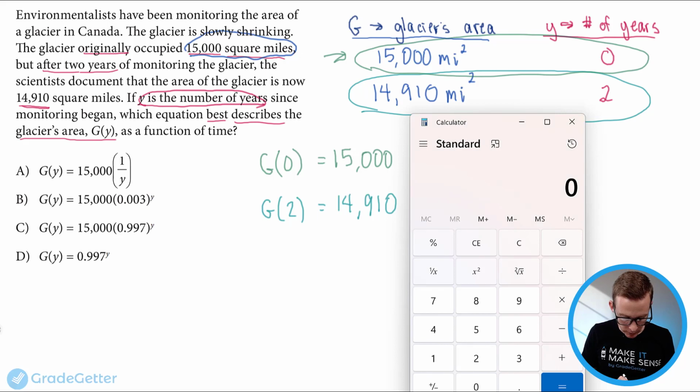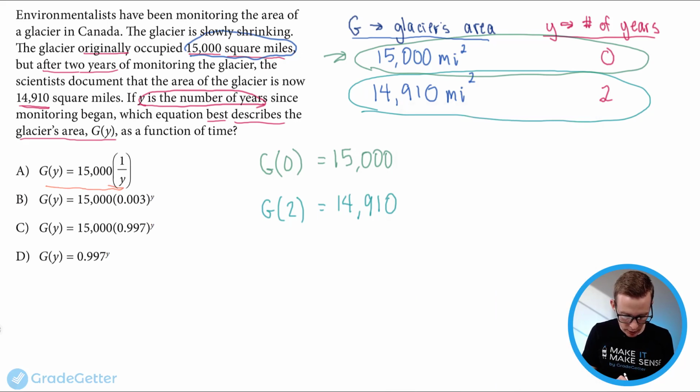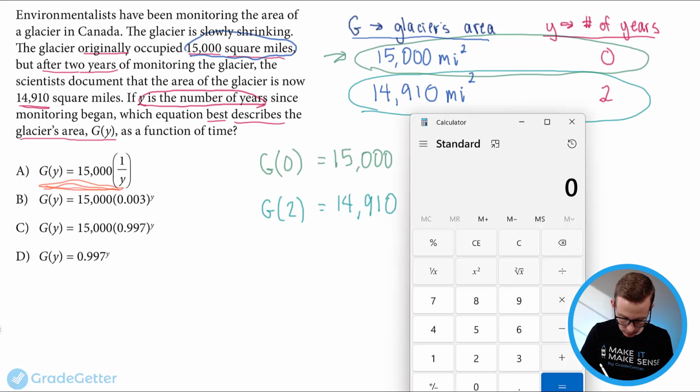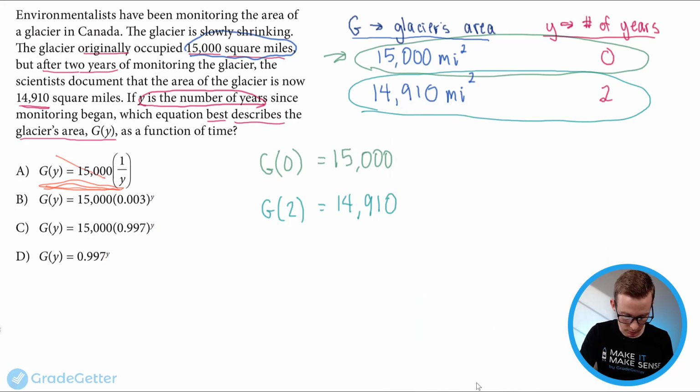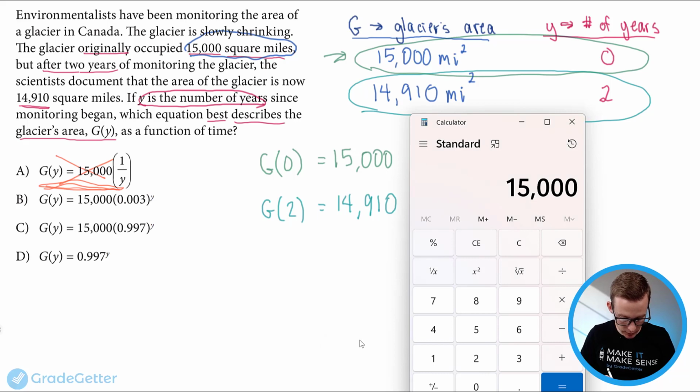So for my first one, we're going to try A. My input of 0, y equals 0, is 15,000 times 1 over 0. Well, I'm not allowed to divide any number by 0, so this isn't going to work automatically. A is out.